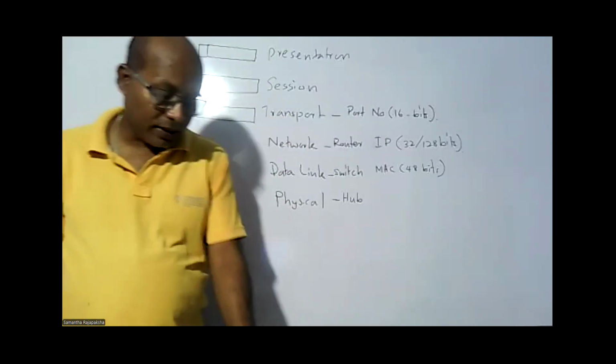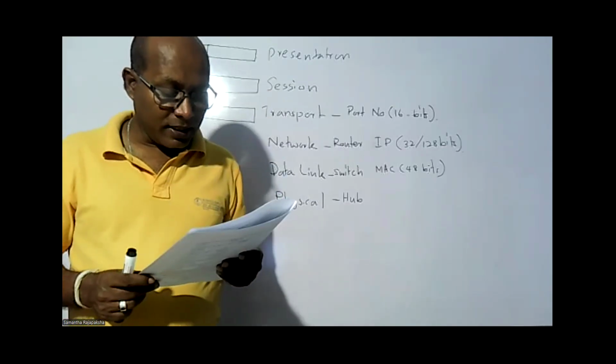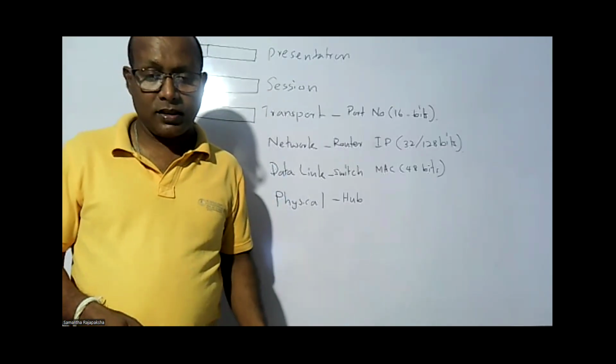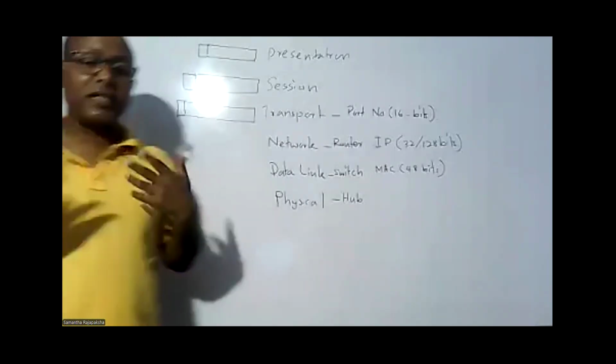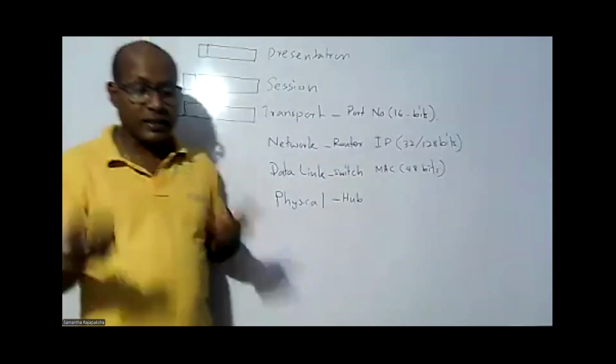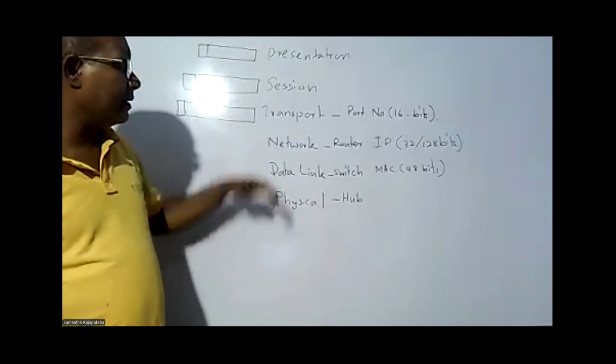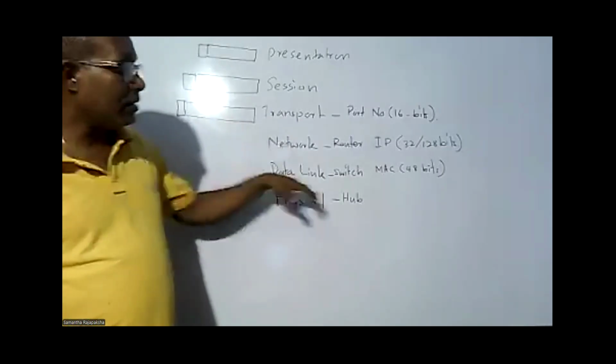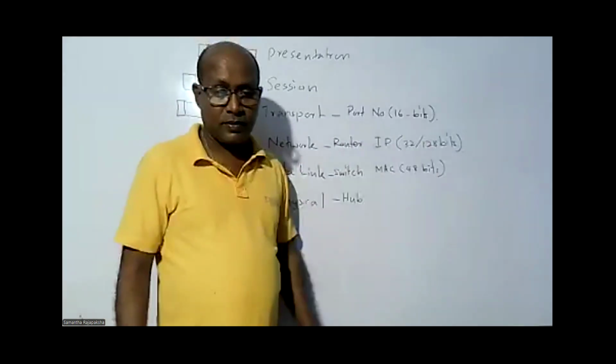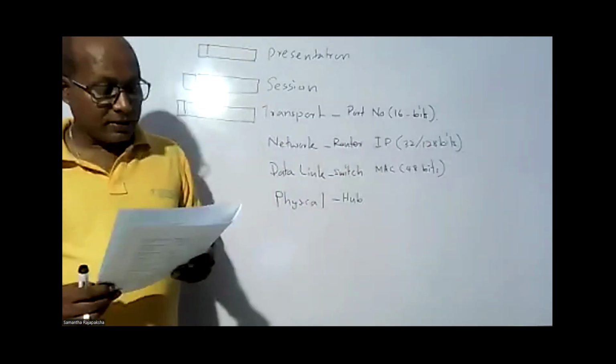So then here the question is, in OSI, host to host. The term host to host means machine to machine or source to destination. Machine to machine, source to destination is done by the network layer using what? IP address. So therefore, here the answer is network layer.